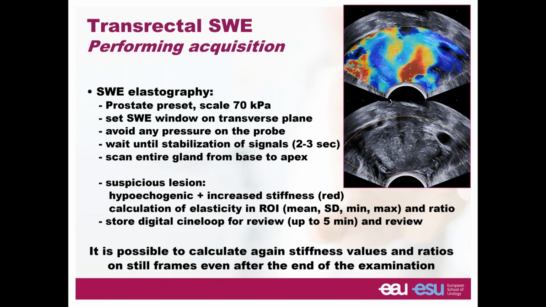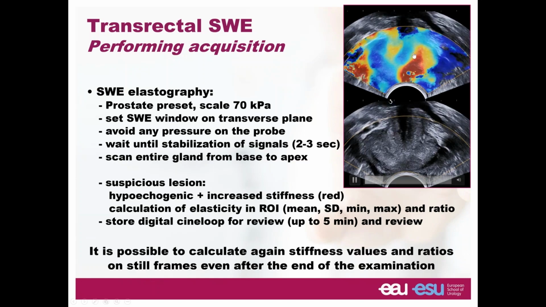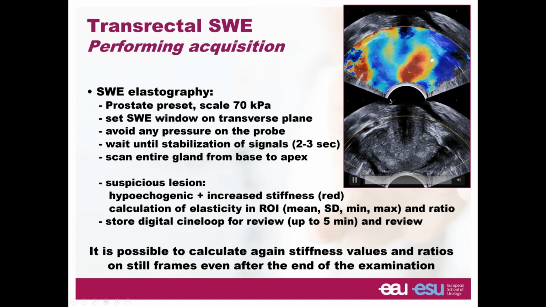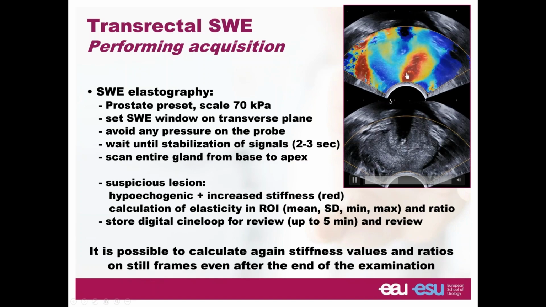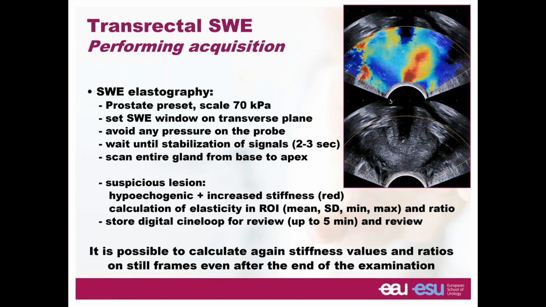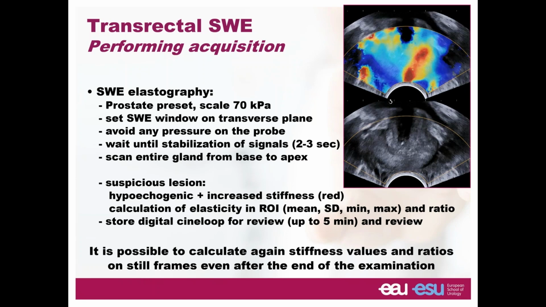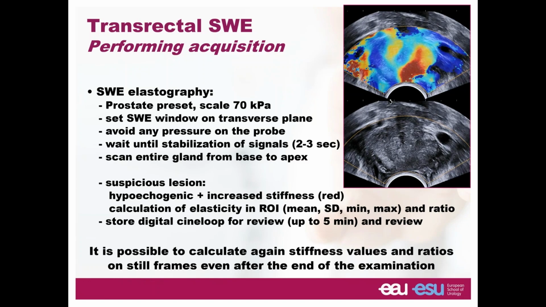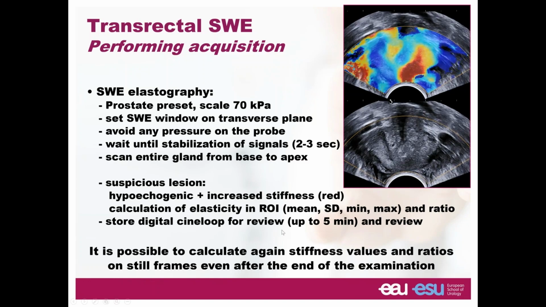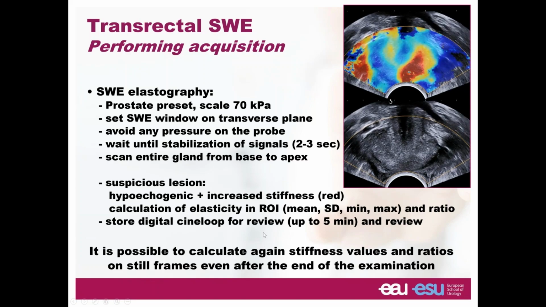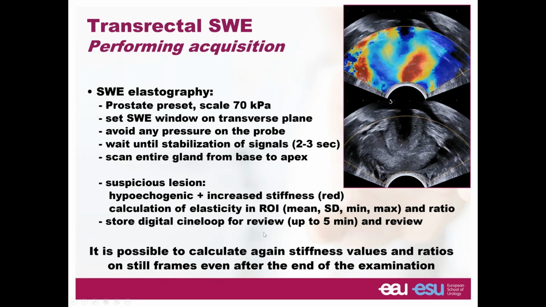In practice, you see maybe a suspicious area, but as soon as you start with the technique, you see a very abnormal extended stiff area with the red colors, and then you can characterize a tiny abnormal area detected with B mode. Or you can also detect a lesion scanning from the base to the apex, scanning very slowly and waiting for stabilization of the signals. When you store the image, it is always possible to calculate again the stiffness values and ratio on still frames.